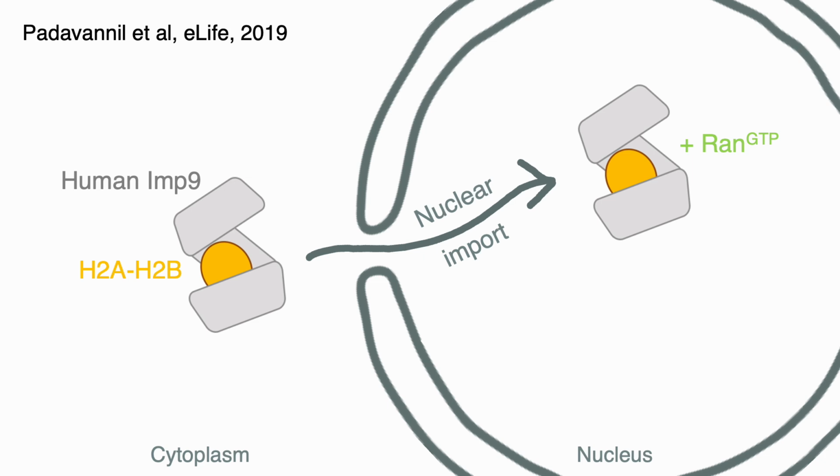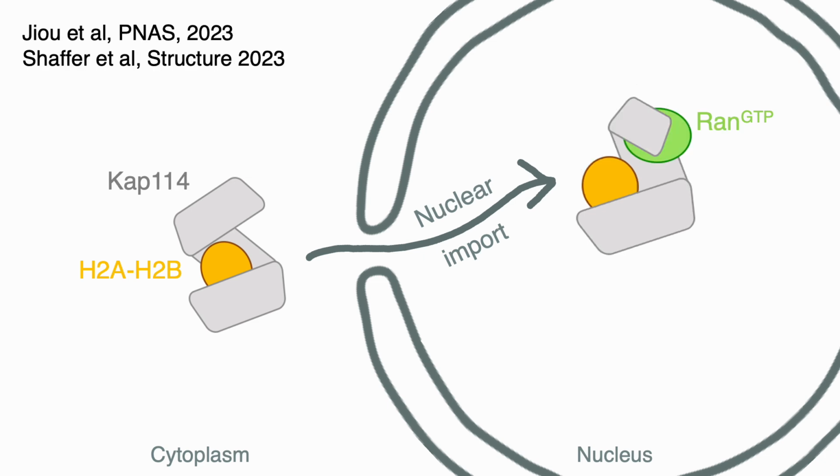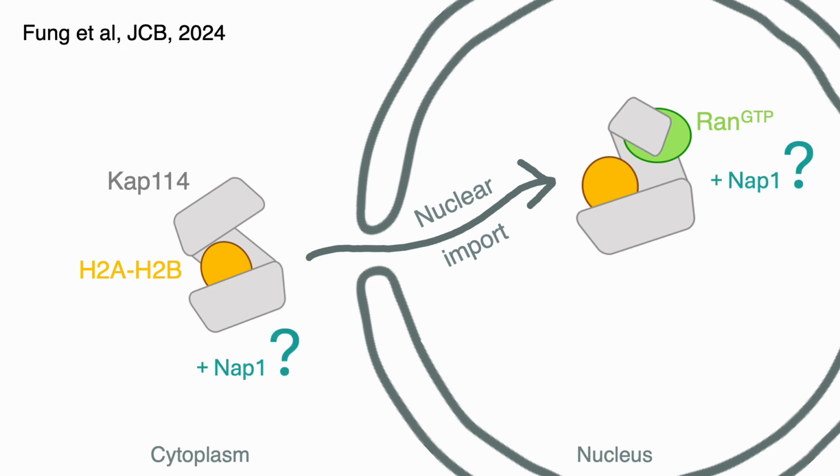In 2019 shows how importin 9, the human homolog of Kap114, recognizes the histone. It also revealed that RanGTP can bind to form an unusual stable ternary complex. The next two papers, Zhou et al. and Schaefer et al. in 2023, the latter led by the Darcy lab, used Cryo-EM and hydrogen deuterium exchange to reveal the structure of the ternary RanGTP Kap114 H2A-H2B complex.